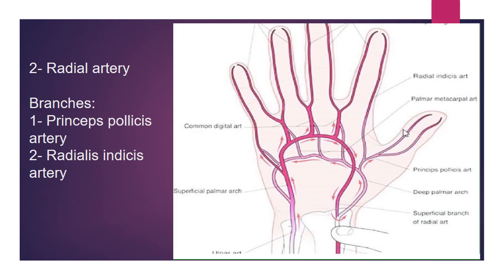Both these branches are supplying only the palmar aspects of the index finger and the thumb. The dorsal aspects are supplied by the first dorsal metacarpal artery and a direct branch of the radial artery on the dorsum of the hand. We'll talk about these branches of the dorsal aspect later on. That's all about the branches of radial artery in hand. Now let's move on to the deep palmar arch.